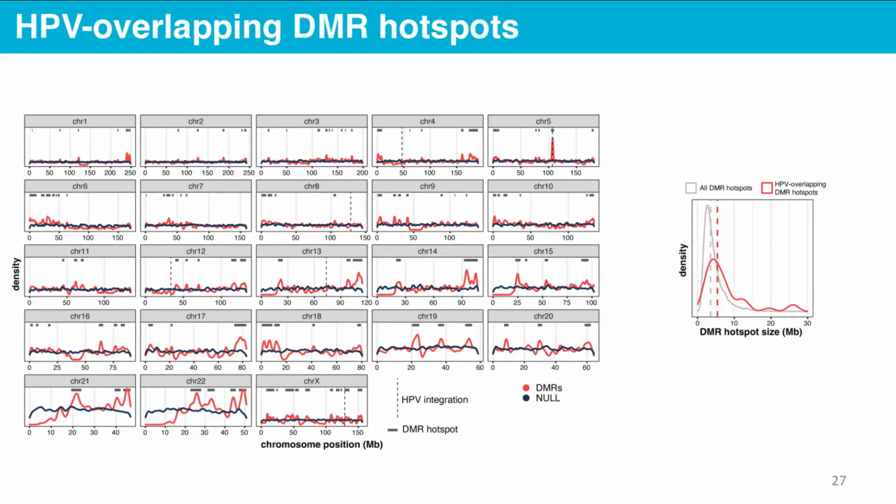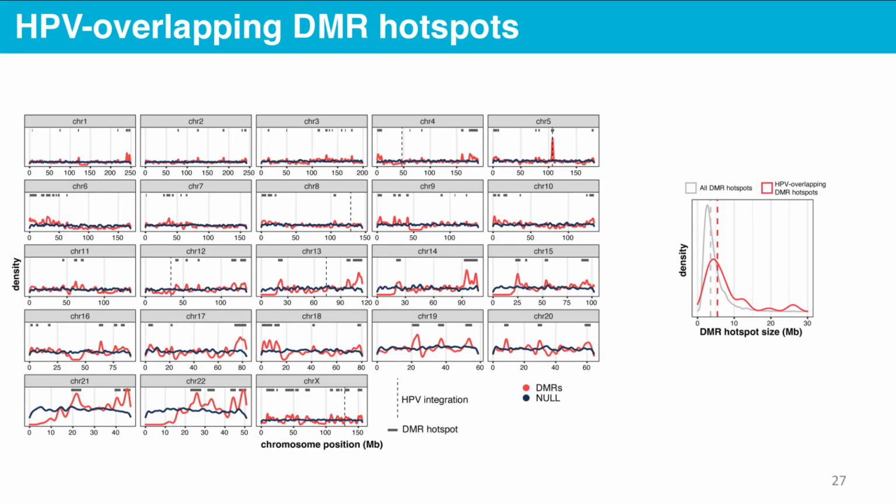So here's an example of this in a sample. The red line on each chromosome are the DMRs and their density. So they peak and flatten out at different regions. And then the blue line is the null distribution of those. And there's little boxes, I'm not sure if you can see, above the peaks. These are the DMR hotspots that are called. So the regions where there's significant increase of DMR density.